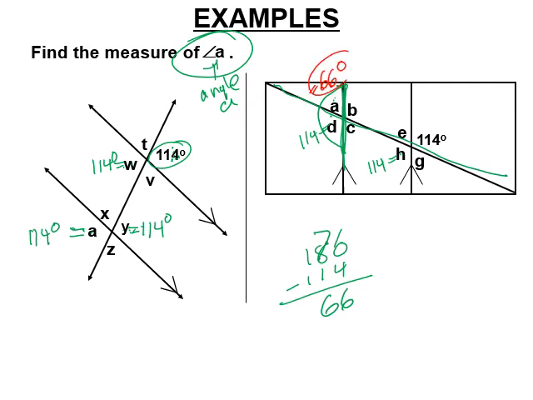Make sure in your homework you read. Sometimes you have to fill in all of them, and sometimes you just have to find one or two other angles. Don't waste your time. And again, you could have gotten there other ways, right? B is 114 because of corresponding angles. That's a 114. So A is still 66.